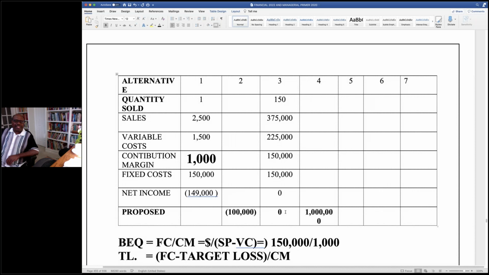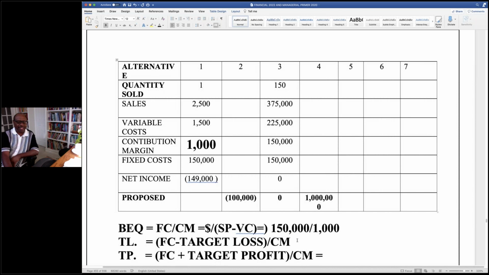Can you tell us how to get the quantity for column 2 or column 4? Because I forgot how to start the quantity with that one. For the target loss, what you do is the fixed cost minus the target loss, and then you divide all that by the contribution margin. Okay, I see. Yeah, the formulas are right there. Thank you. You're welcome. You didn't put the word quantity, so I didn't understand.